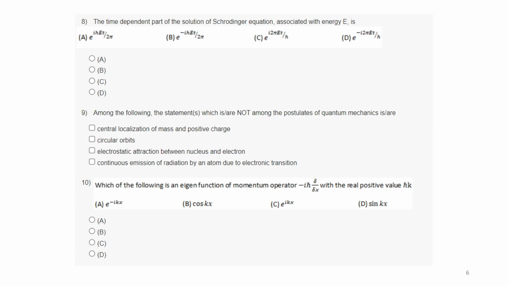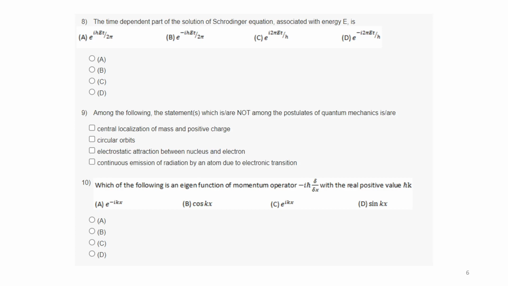Among the following, the statements which is or are not among the postulates. So all of them should be. Actually, the circular thing will come. No, quantum mechanics will not have orbits. It talks in terms of probabilities, so it will go to orbitals. Yes, you're right. There are no orbits in quantum mechanics.